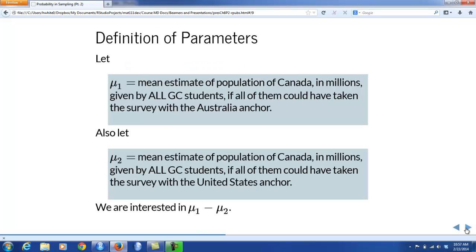Let's let mu1 be the mean estimate of the population of Canada given by all Georgetown College students if somehow you could have gotten them all to take this survey and given them the form with the Australia anchor. Let's also let mu2 be the mean estimate of the population of Canada given by all Georgetown College students if somehow you could have gotten them all to take the survey but given them the United States population as the anchor. Naturally, we'll be interested in mu1 minus mu2.